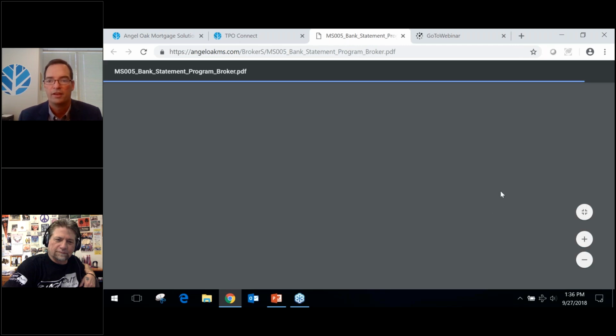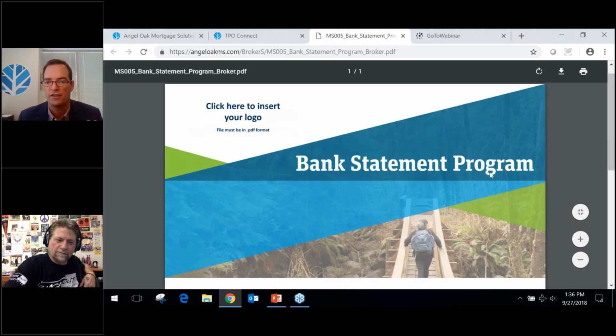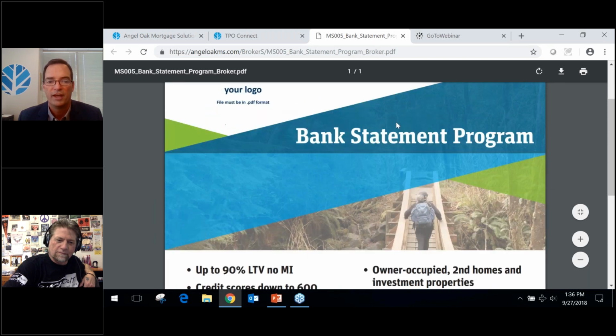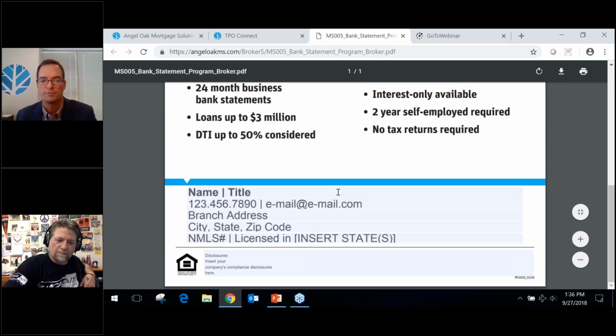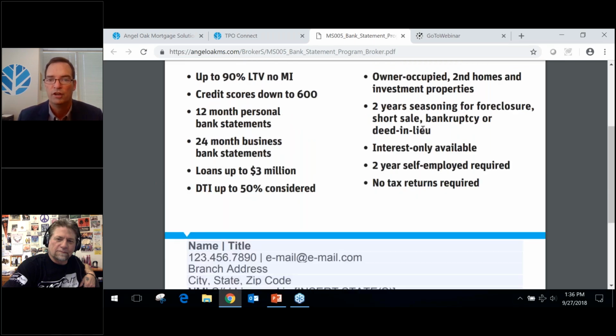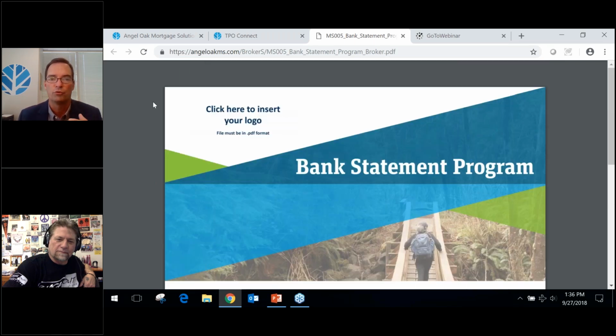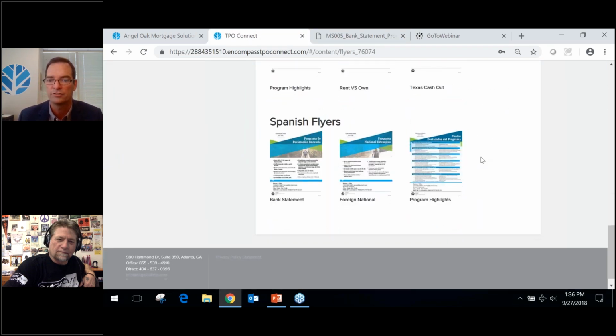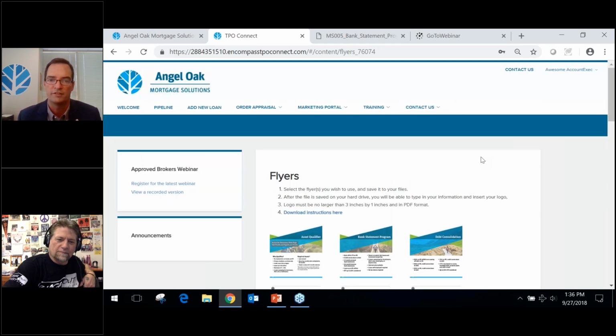This is a flyer that, if you'll notice, has nothing about Angel Oak on it. So up here, you would insert your logo, and then it has some bullets about the programs itself. And then you would put your contact information on the bottom. And then you can save these, print these, email these, post them on social media, do whatever you want. So by being approved with Angel Oak, you have direct access to an entire library of marketing flyers. We have marketing videos. We have all kinds of exciting stuff you can use to market yourself.